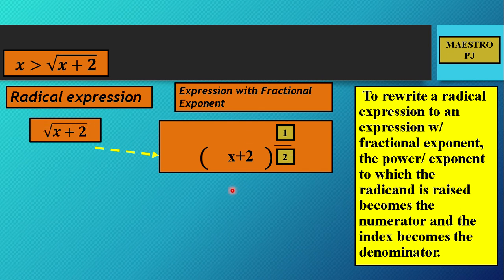So, that's all for rational function, rational equation, and rational inequalities. Thank you for listening.